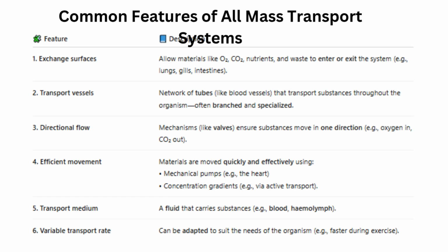To keep everything moving in the right direction, mechanisms like valves ensure one-way flow, for example, oxygen moving in and carbon dioxide moving out. Efficient movement is achieved by quickly and effectively transporting materials using mechanical pumps such as the heart, and by maintaining concentration gradients, sometimes through active transport. The substances are carried in a fluid medium, like blood or hemolymph, and the transport rate can be adjusted to suit the needs of the organism, for example, increasing speed during exercise.